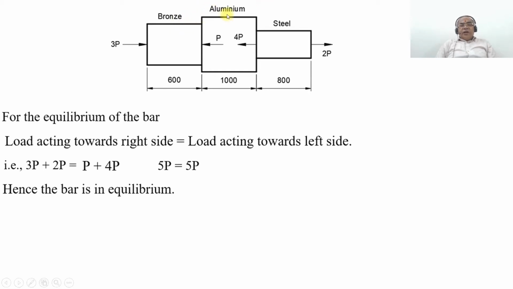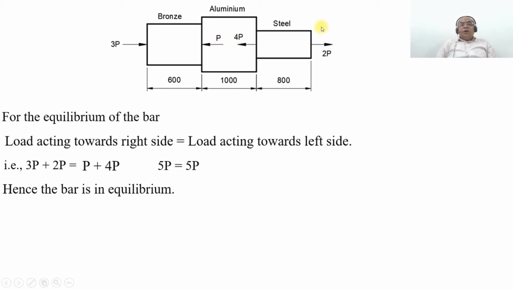When you are considering the aluminium bar, we have 3P and P towards the left. So minus 3P plus P will be equal to minus 2P. Again, it will be acting in the right direction. And on the right end, you have minus 4P plus 2P, which is equal to again minus 2P. So again, the aluminium bar will also be in compression, having 2P as the working load or force.